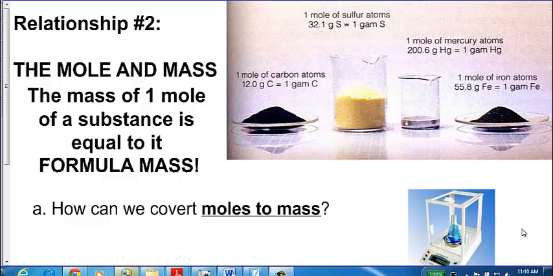Hi everybody, welcome back. This is Chemistry, Unit 8, Lesson 6. And we're discussing the mole relationships.